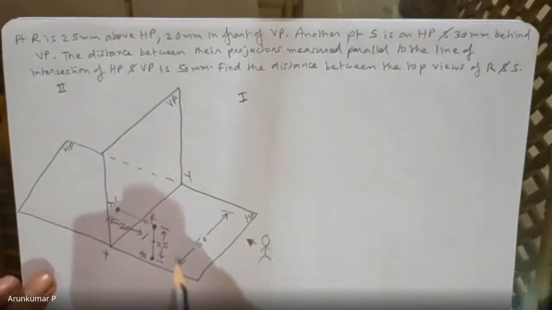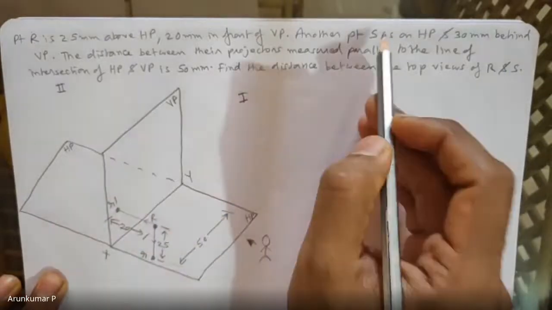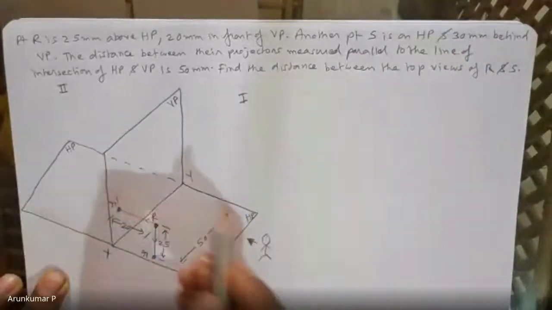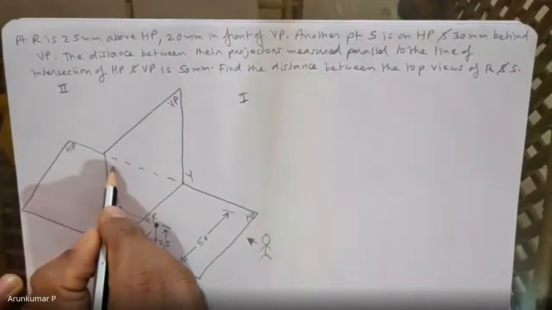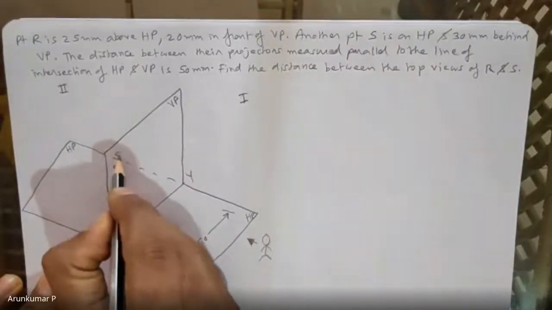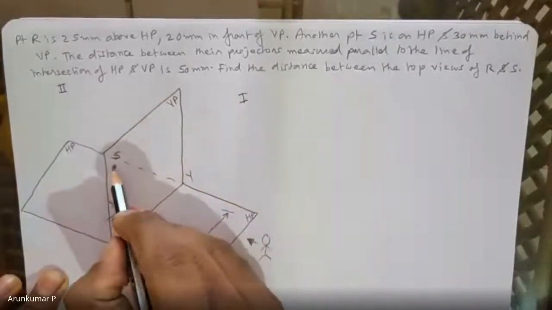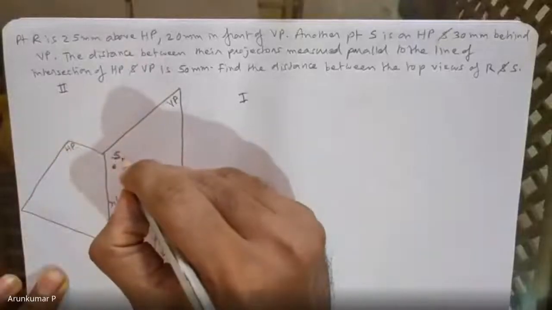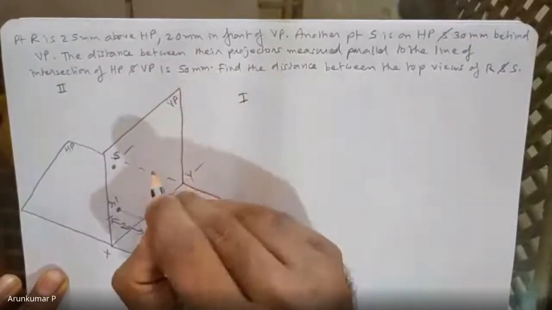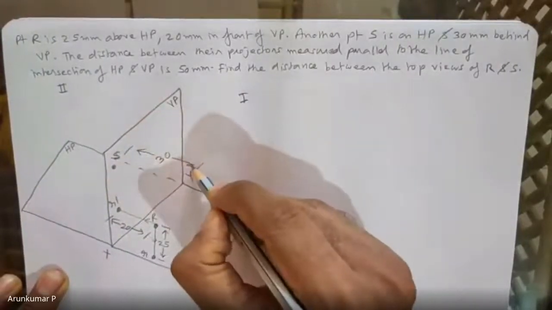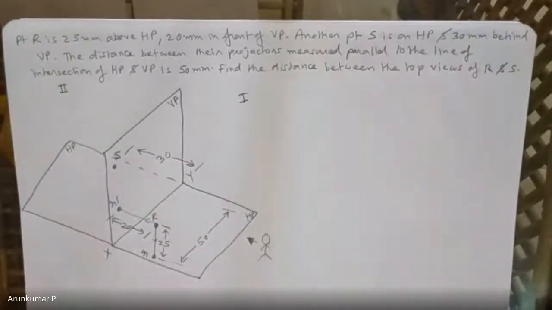So please observe. S is on HP and 30 mm behind VP. So S is in the second quadrant. So I think S will be somewhere here. This is S. It is on HP, so on the horizontal plane, and it is how much behind? 30 mm behind. So this is the location of S.